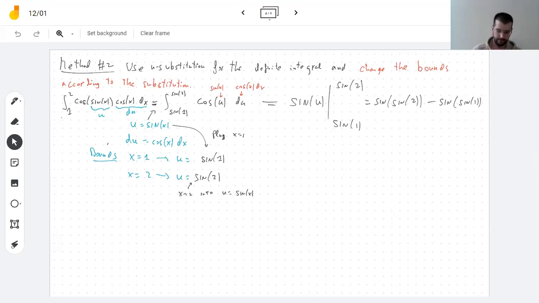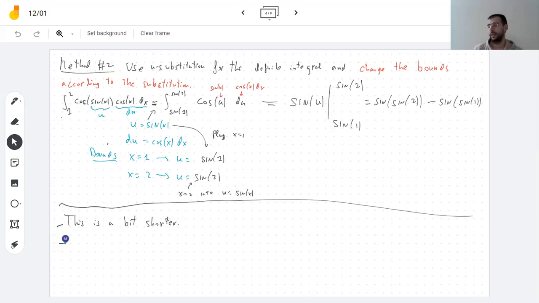I mean, this is a bit shorter. But I personally like the other method better because I get confused plugging in the bounds. I never know if I have to solve for u in terms of x or x in terms of u, and then I get confused. I think this is easier to make mistakes.